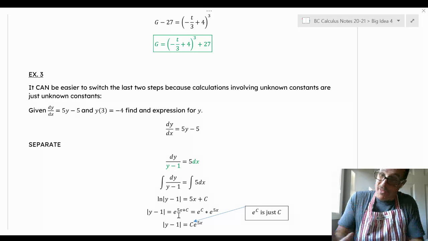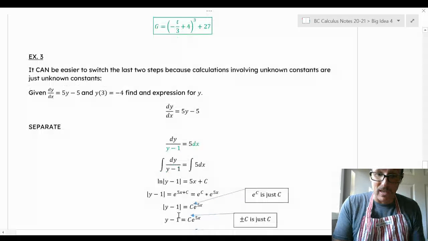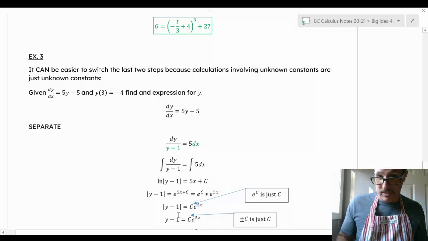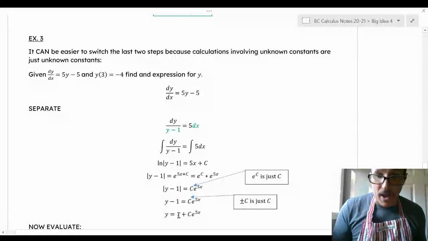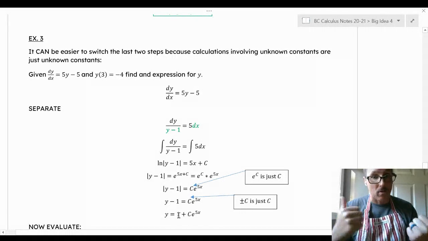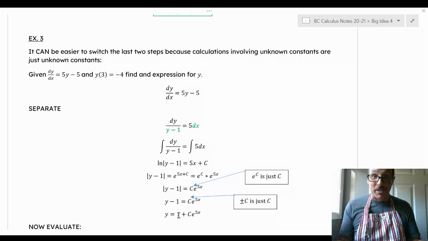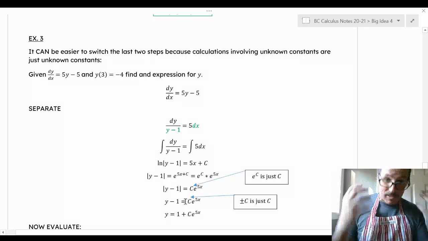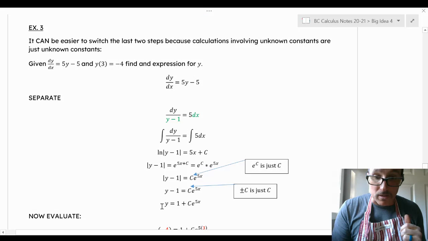just another unknown constant. Okay, so e to the c is going to just morph into a new unknown constant c. Then I'm going to drop the absolute values, and if I drop the absolute values, I got to do plus or minus, but plus or minus c is just an unknown constant. So I know that y minus 1 is still c e to the 5x. Add 1, and I have a general solution.